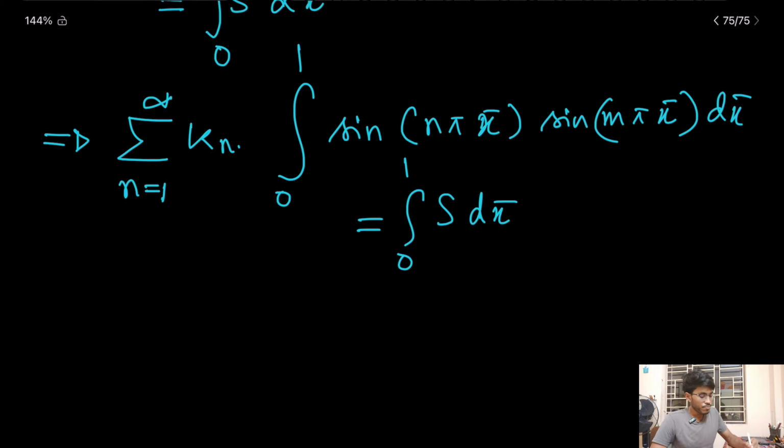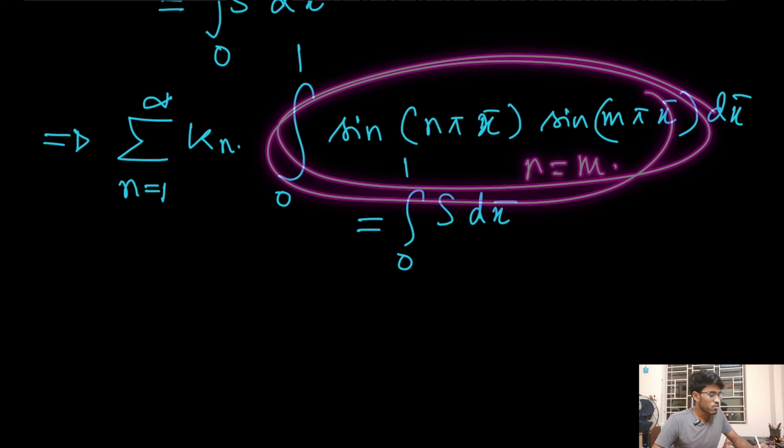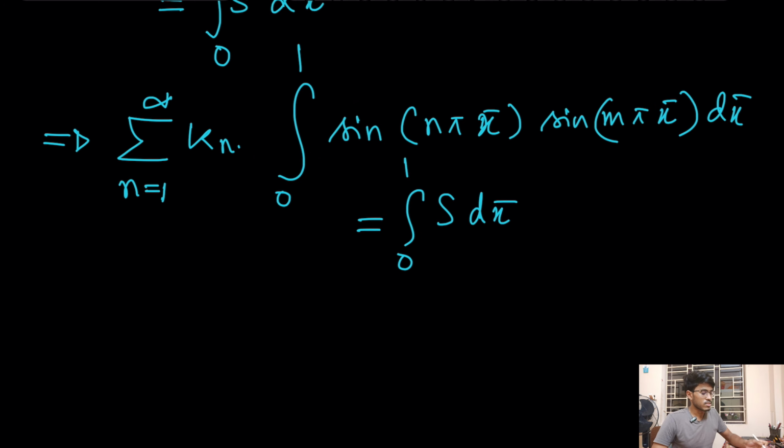So now you see, for any n, n equal to 1 to infinity, if n is equal to m, then only this term exists, otherwise this term does not exist.